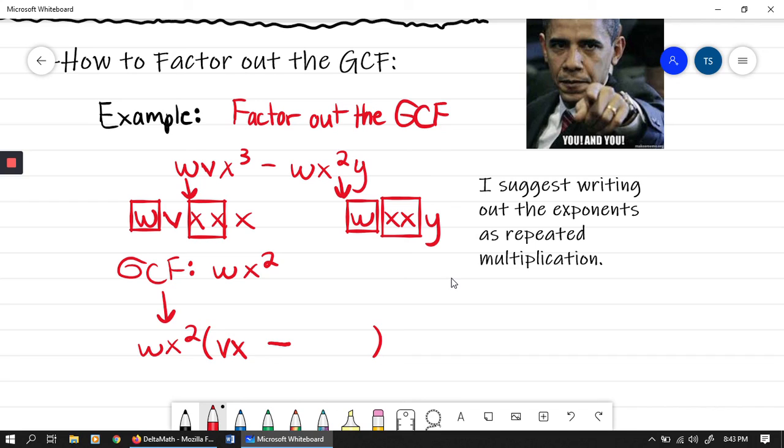Again, if we literally take out these GCFs, we can see what's left over: the V, the X, and the Y.